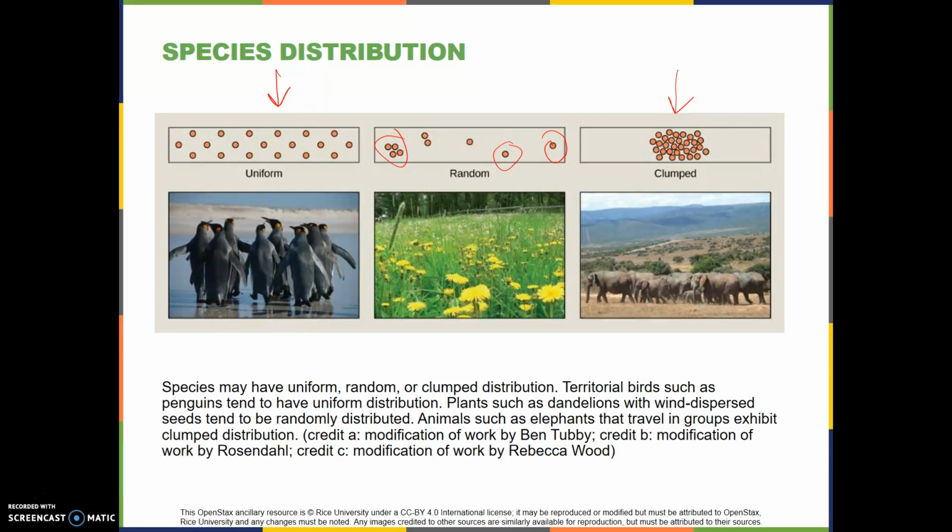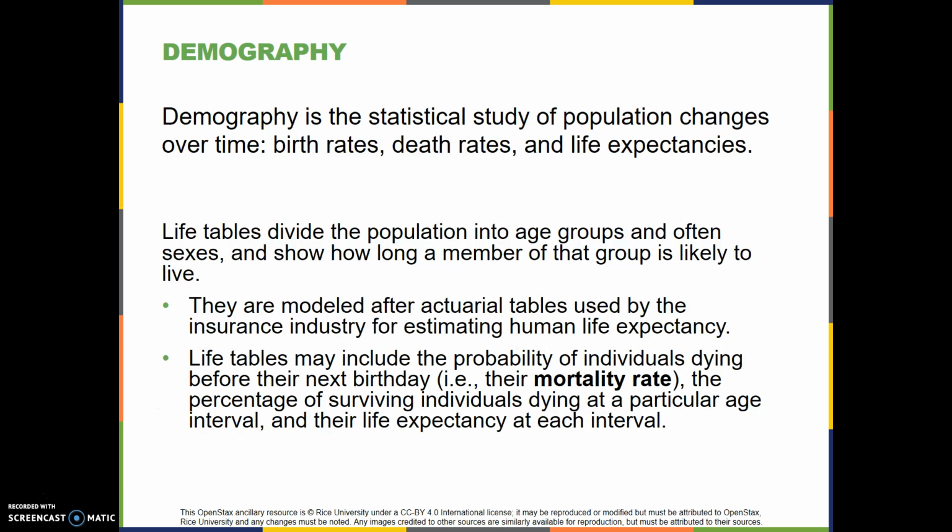They give examples down here at the bottom. Penguins, which are territorial birds, tend to have uniform distribution because they want to have their space, the same amount of space, from each other. And dandelions, which are dispersed by the wind, are going to be more random. And elephants are herd animals, so they're going to be clumped.